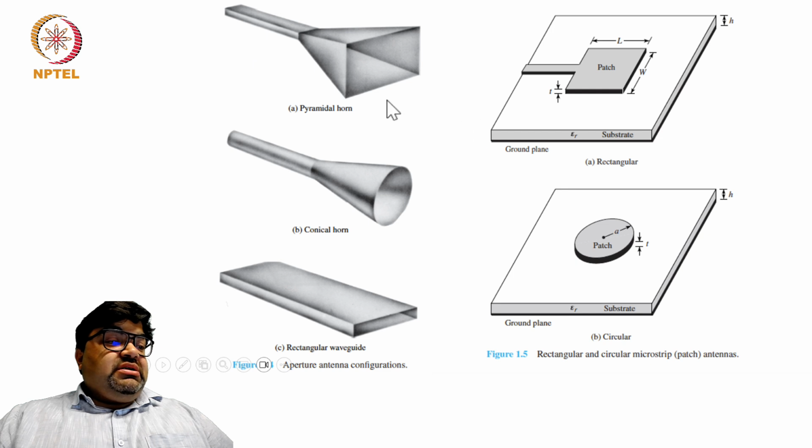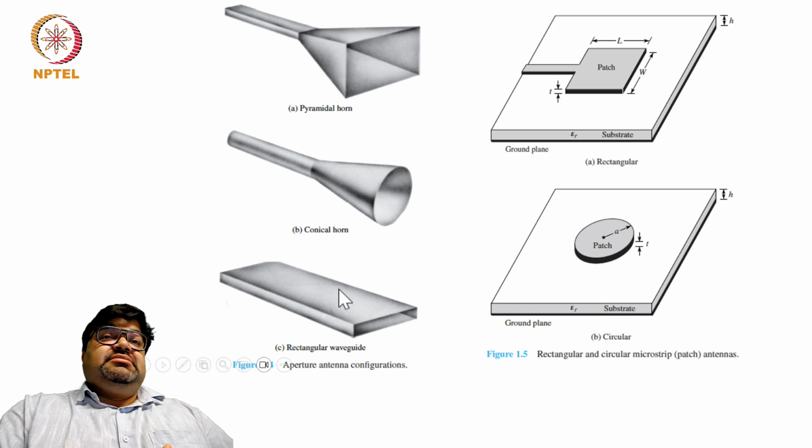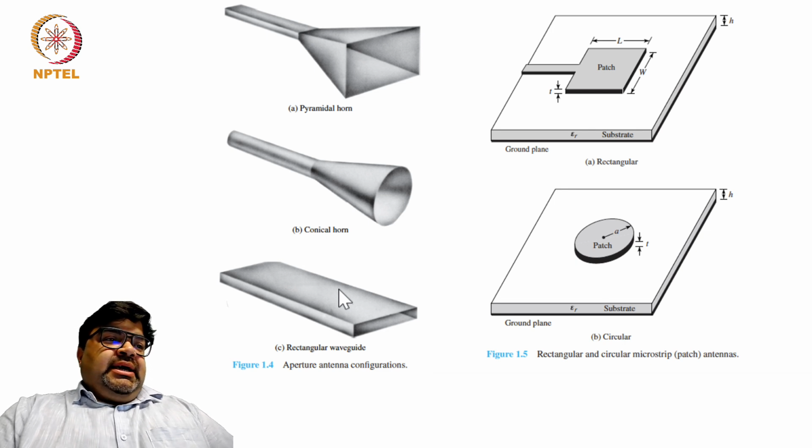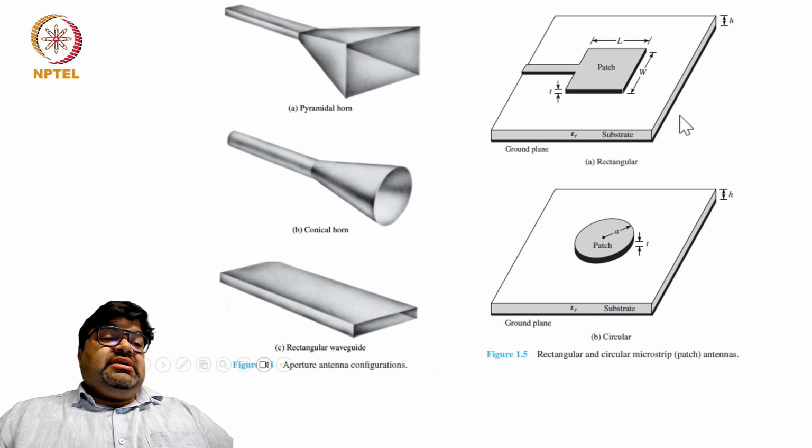This is a pyramidal horn. This is a conical horn and the rectangular waveguide. All these classes, the wire antennas and these aperture antennas, the dimensions of them are proportional to the radiation wavelength, kind of. We will come to that derivation soon. We have another class of antennas which are called rectangular or circular patch antennas.